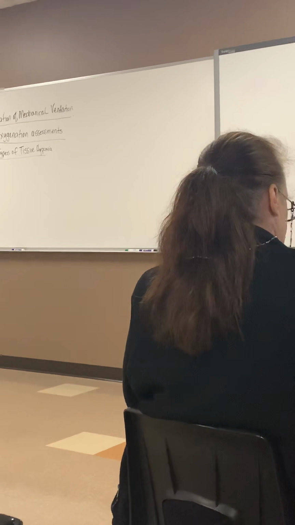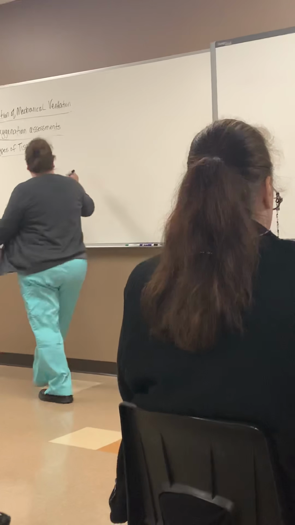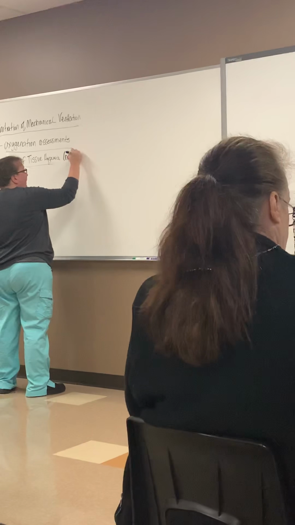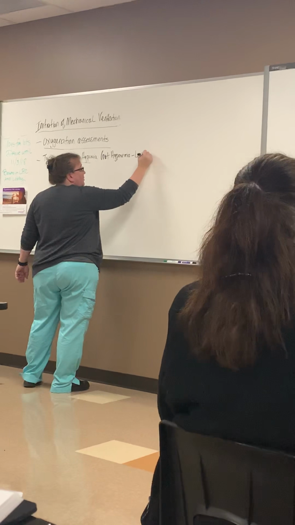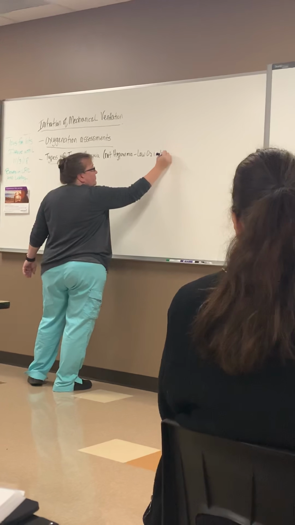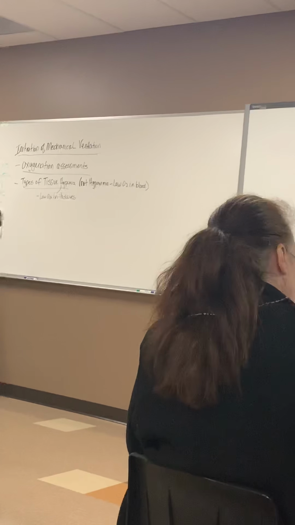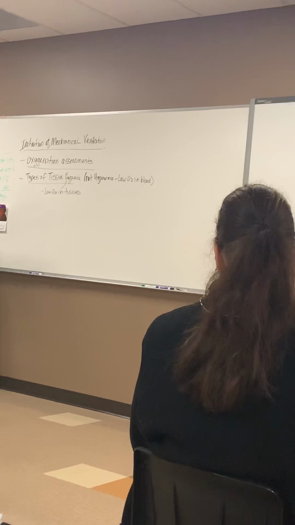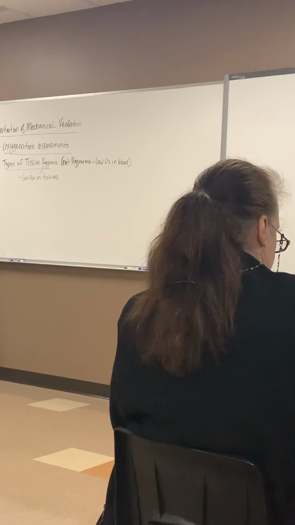Remember, emia is always blood. So hypoxemia is low O2 in the blood. Here we're talking about low O2 in the tissues. And you can have one and not the other. You can be hypoxic but not hypoxemic, and you can be hypoxemic but not hypoxic. The two don't always go together. Sometimes they do, sometimes they don't.